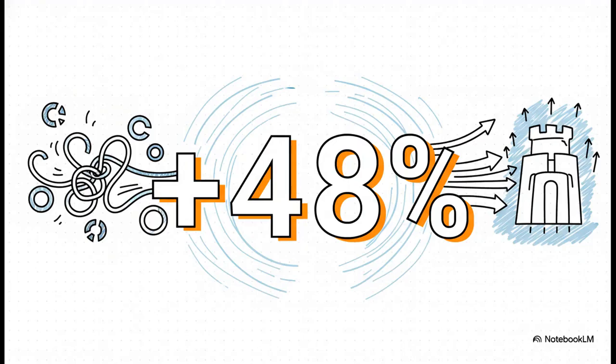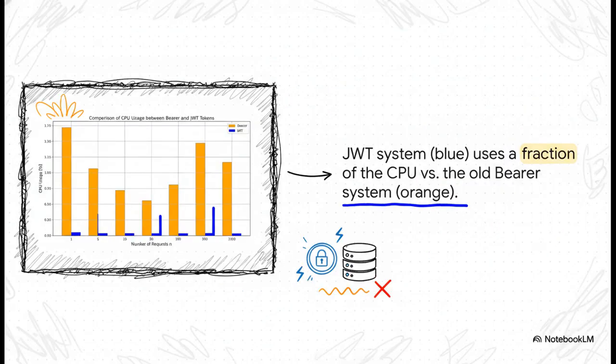And the result? Boom. 48%. I mean, just let that number sink in. That's not a small tweak. That is a massive improvement in throughput. We're talking about the system being able to handle nearly 50% more requests every single second, just from changing how it authenticates users. That's a game changer. So how is that even possible?